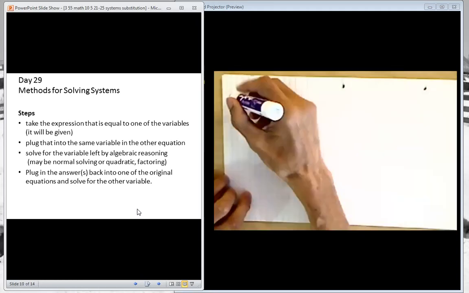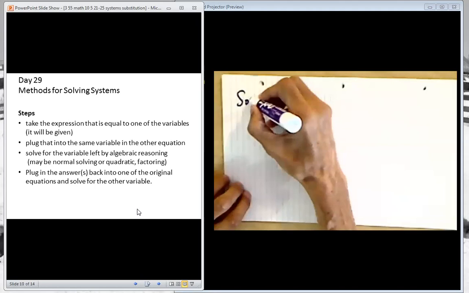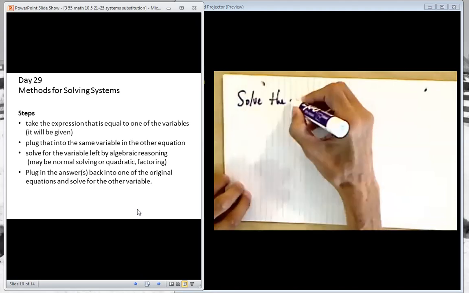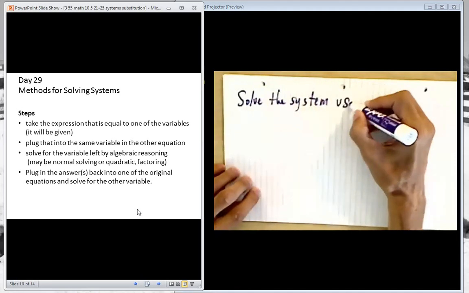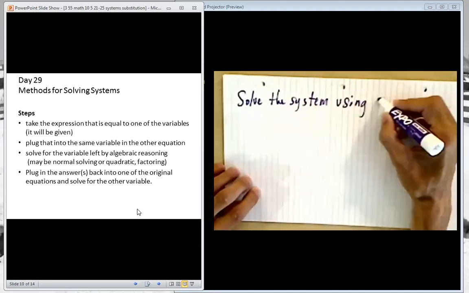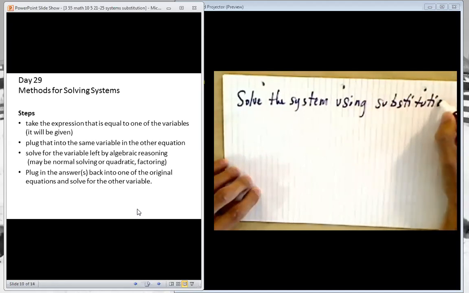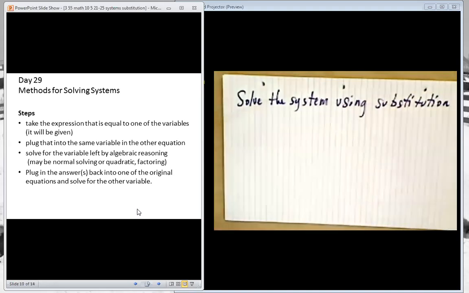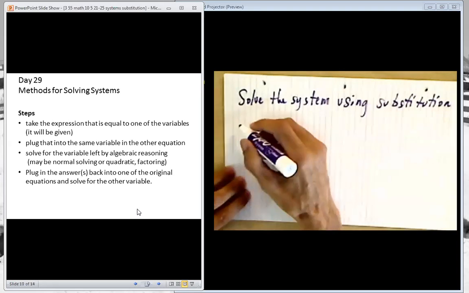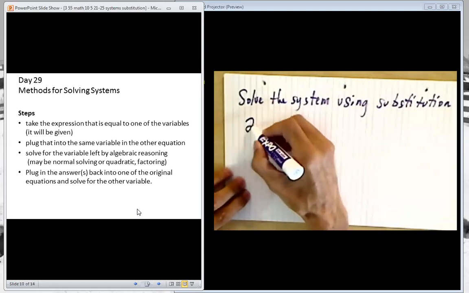Okay, so let's solve this system here. Solve the system using substitution. That's the language there for you. And the system that we got is going to be 2 and 1.